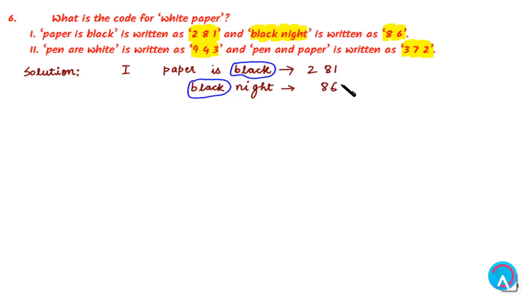And between 281 and 86, 8 is common. So we can conclude from here that black stands for 8, and this is black night and 86 here. Now, black is standing for 8, then night will stand for 6. So here we can write night stands for 6. Now let's take the case of the second statement.